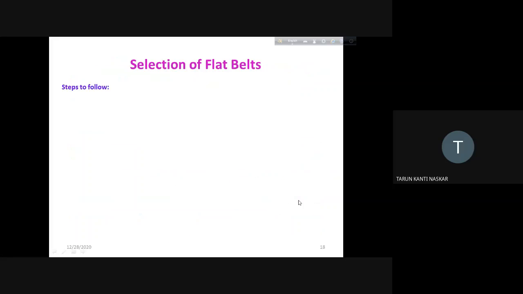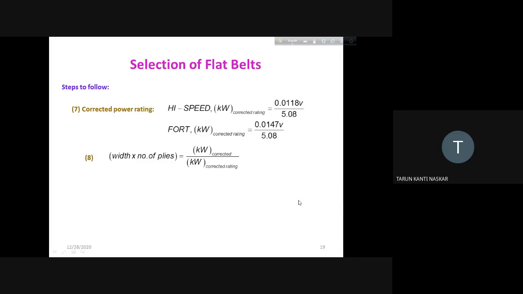Then come here. It is 0.0118. This is for 5.08. So you divide it by 5.08 and multiply by v, whatever your speed is. Is it clear? You divide it by 5.08 and then multiply it by v. Similarly for 4, the expression is 0.0147. You divide it by 5.08 and multiply by v. Is it clear? You first tell me if this is clear, then I will go to the next step.